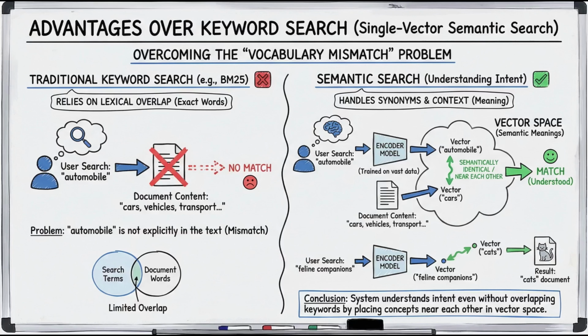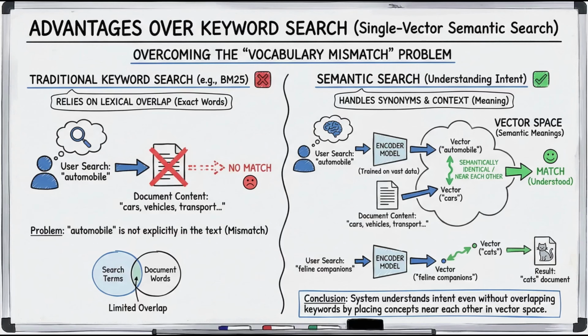Second, these systems possess true contextual understanding. Modern encoders can handle polysemy, or words with multiple meanings, by analyzing the surrounding text. Take the word bank, for example. The system can distinguish between a riverbank and a financial institution by looking at the context, mapping the term to the correct location in the vector space.